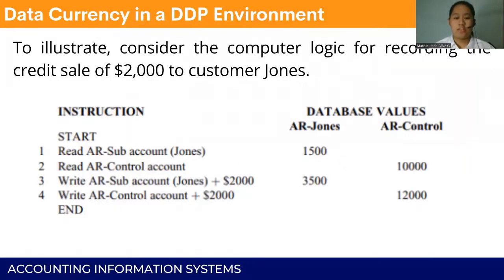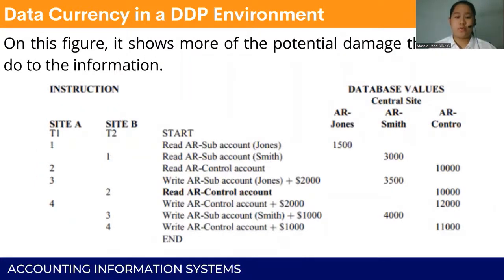Data currency in a DDP environment. Account balances go through a temporary discrepancy during processing where their values are misrepresented. Immediately after the execution of instruction number 3 and before the execution of instruction number 4, the AR control account value is temporarily inconsistent by the sum of $2,000. This inconsistency is resolved only after the completion of the entire transaction. In a DDP environment, such temporary inconsistencies can result in the permanent corruption of the database. This figure shows more of the potential damage it can do to the information.